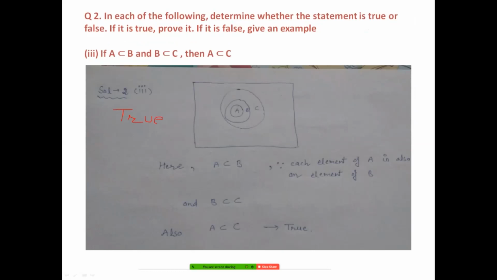What is this? A is a subset of B, meaning A is inside set B. That is, B contains the elements of A. Thereafter, C contains B, meaning B is inside C.